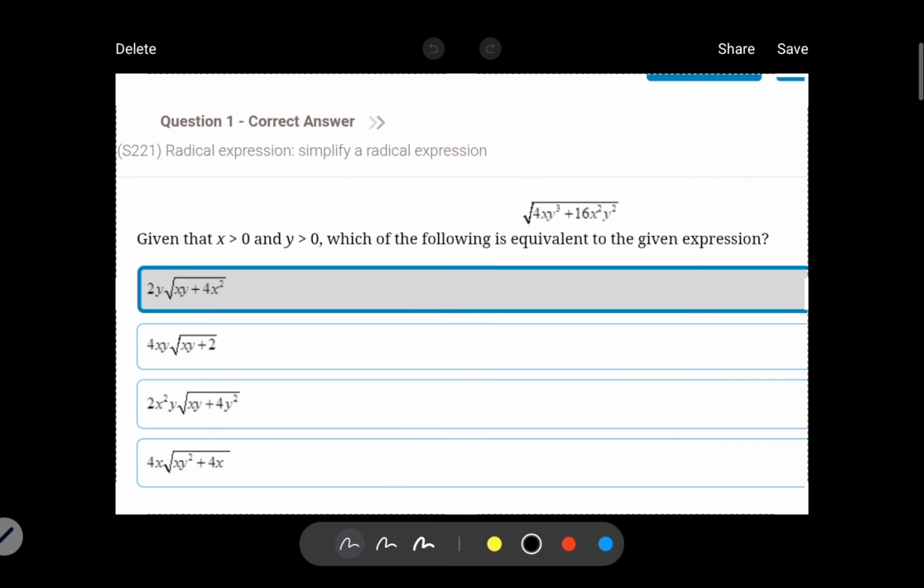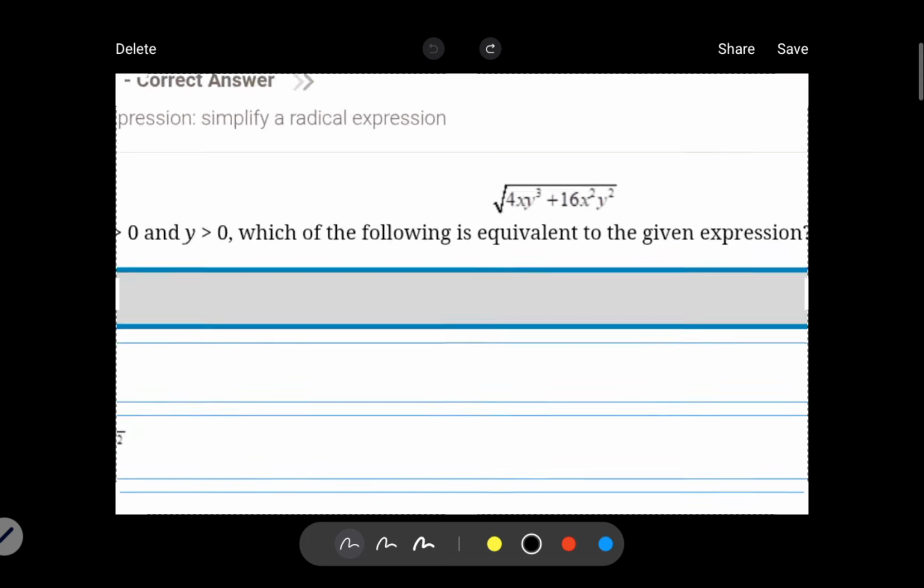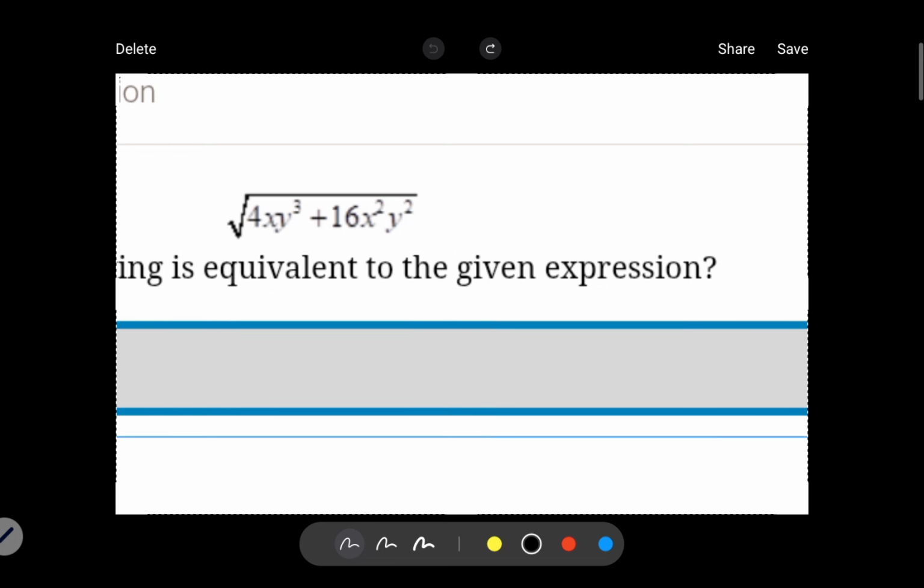Okay, for this question they're asking, given that x is more than 0 and y is also more than 0, which of the following is equivalent to the given expression? So they're asking about this. First thing you have to do is divide or cancel. Here we could divide by 4, and we could also divide by y squared and x, not x to the power of anything.